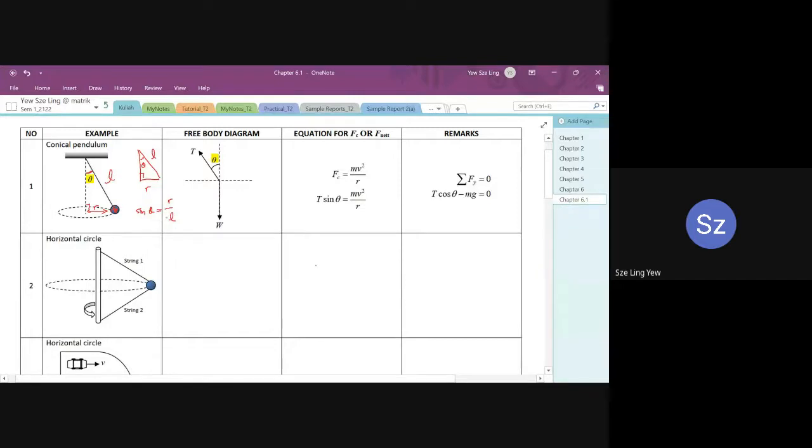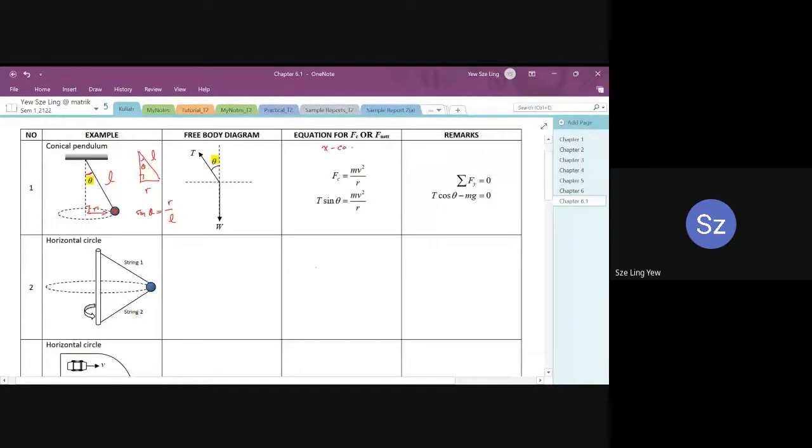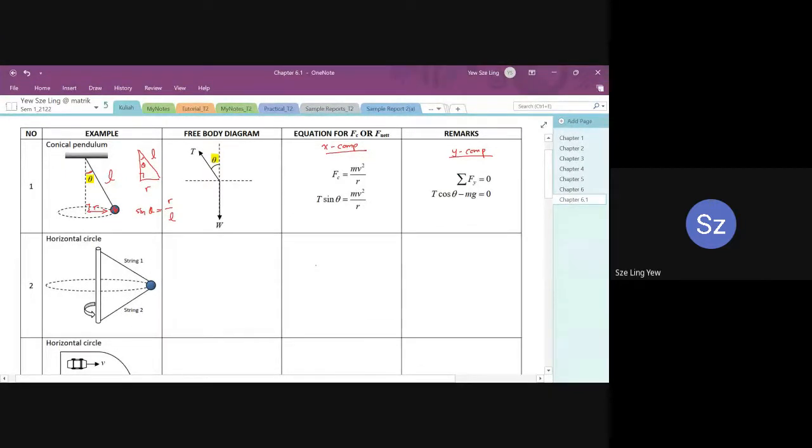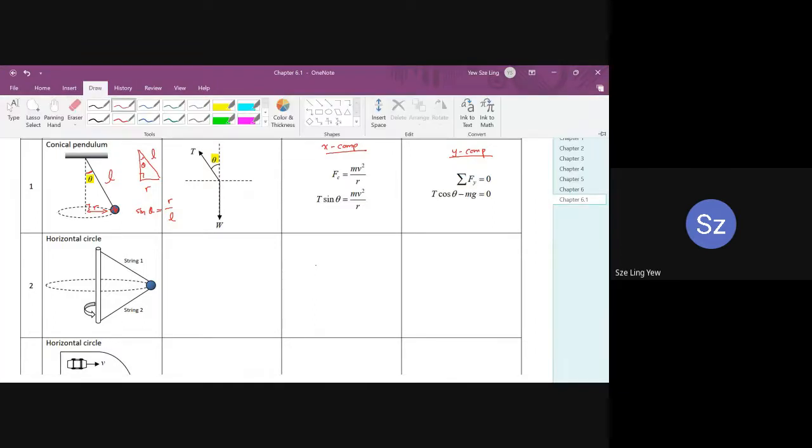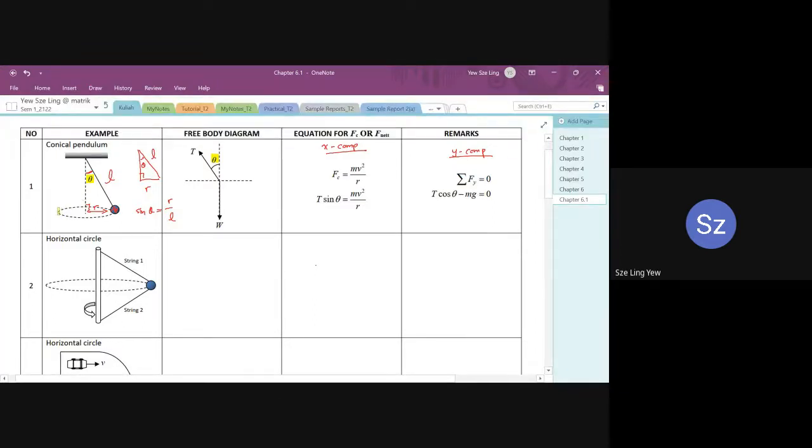So it often happens in the exam that the question gives you the length and the radius, but without the angle. Then you yourself have to know how to determine the angle. Here it gives you the equations: Fc equals mv squared over r, for the x component. For the y component, it tells you the summation of F equals 0. Why? Because there's no motion along the y component. Our circular motion, as you can see in the diagram, just happens in the x plane.